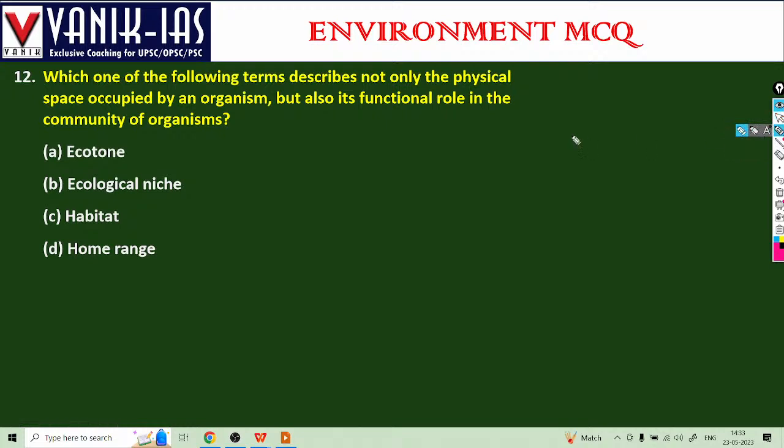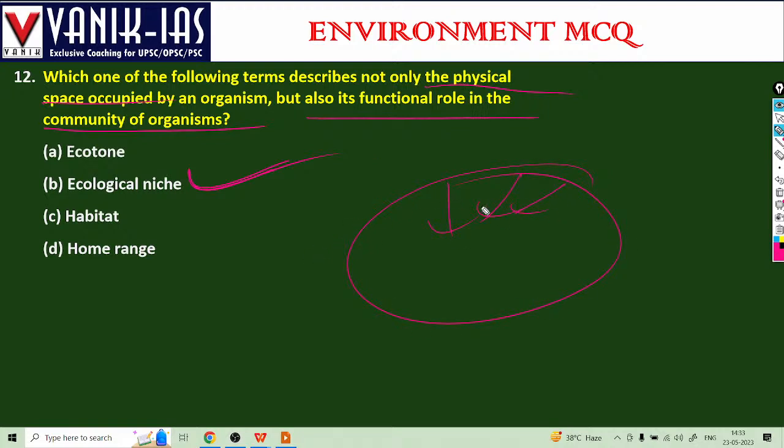Which of the following terms describes not only the physical space occupied by an organism but also its functional role in the community of organisms? Yes, physical space and functional role. This is described by the term ecological niche. Ecological niche in a particular environment will be different for a different species, right? So B is the answer.